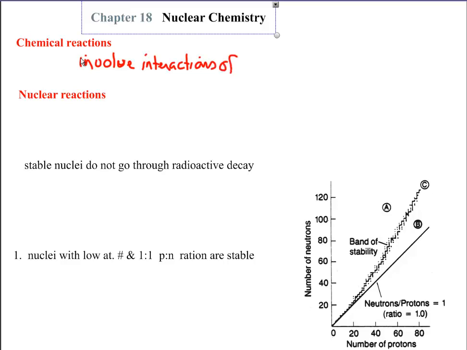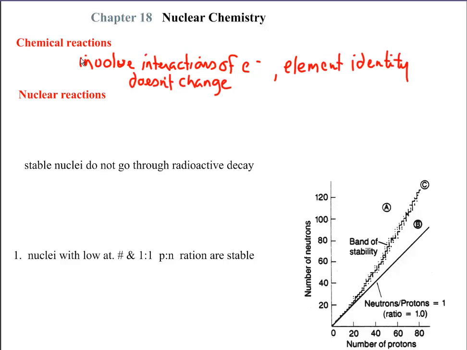Chemical reactions involve interactions of electrons within the atoms. Those electrons move from one atom to another, but they don't change the nature of the element. In a chemical reaction, again, the elements' identities don't change. They combine and they rearrange in different organization. The identity of each element itself doesn't change.